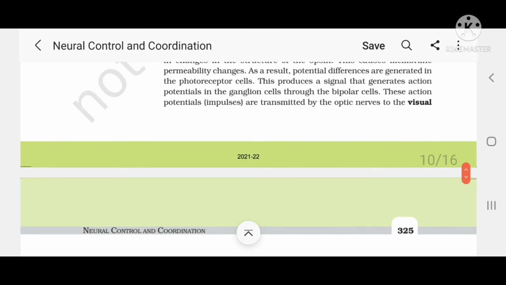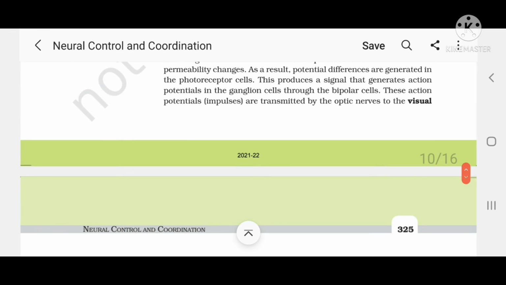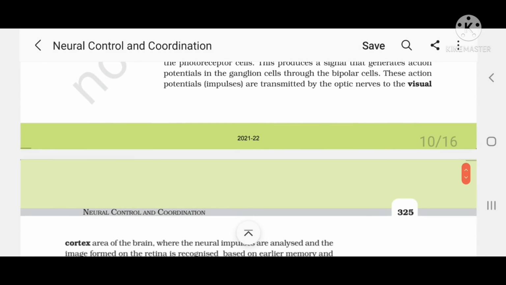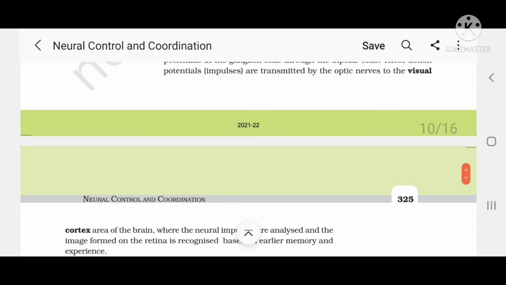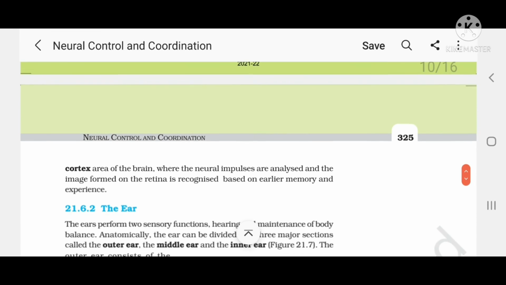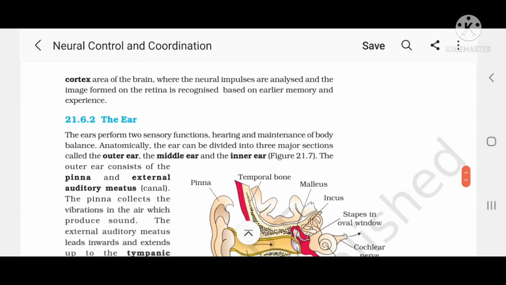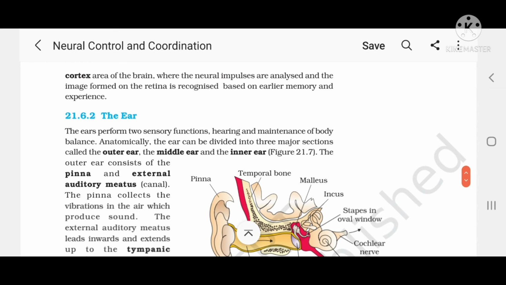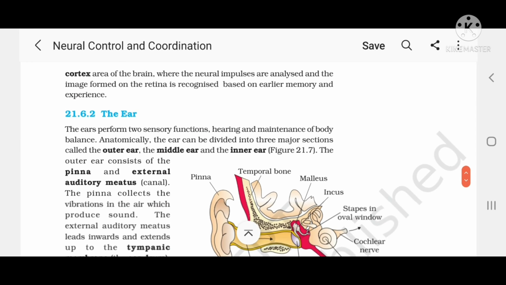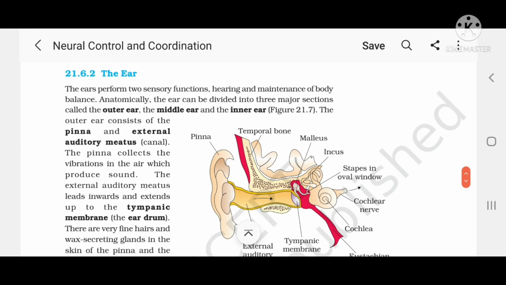As a result, potential differences are generated in the photoreceptor cells. This produces a signal that generates action potential in the ganglion cells through the bipolar cells. These action potentials impulses are transmitted by the optic nerves to the visual cortex area of the brain, where the neural impulses are analyzed and the image formed on the retina is recognized based on earlier memory and experience.